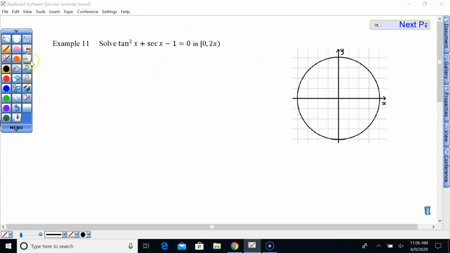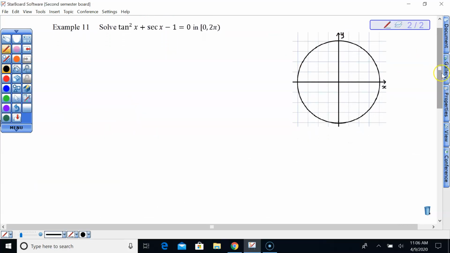Okay, next one. All right, so here we have example 11. It says, solve tangent squared x plus secant x minus 1 equals 0 in the interval 0 to 2 pi radians. Okay, so this is definitely written in two different functions here, but tangent squared x and secant squared x exist in the same Pythagorean identity. Remember that tangent squared x plus 1 is equal to secant squared x. And so I could rewrite tangent squared x in terms of 1 and secant squared x, and then my equation would only have secant in it.